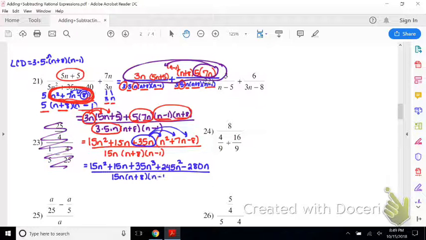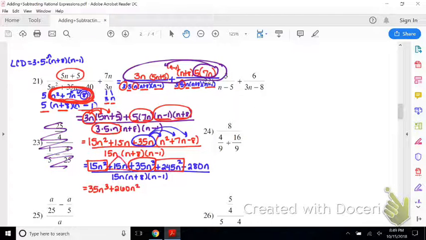Alright, well, we're getting closer. We're still not quite done. What else can we do? We can combine like terms, right? So start with your largest exponent, which is n cubed. So I have a 35n cubed. Then I have 15n squared plus 245n squared. So 245 plus 15 is 260. So I have 260n squared.